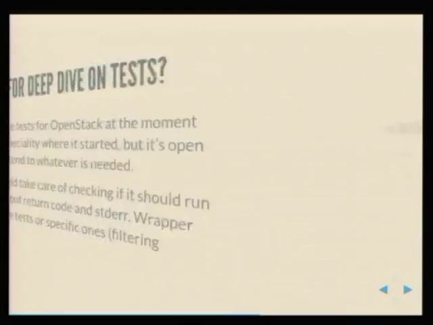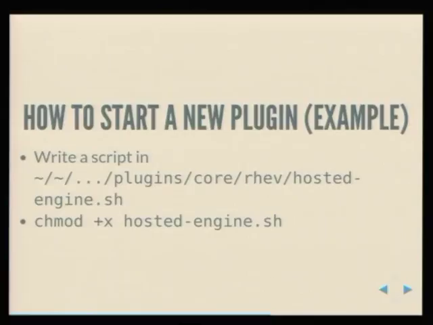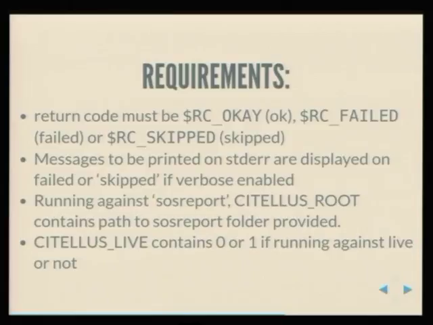How do you start a new plugin? Just drop a new file, make it executable, in this case a shell script, and follow the requirements we were mentioning. Return code: RC_OK, fail or skip, and the message to be printed to standard error. If it's against a sosreport, you will have CITELLUS_ROOT populated. And if it's against a live or a sosreport system, you will have CITELLUS_LIVE either with 0 or 1.